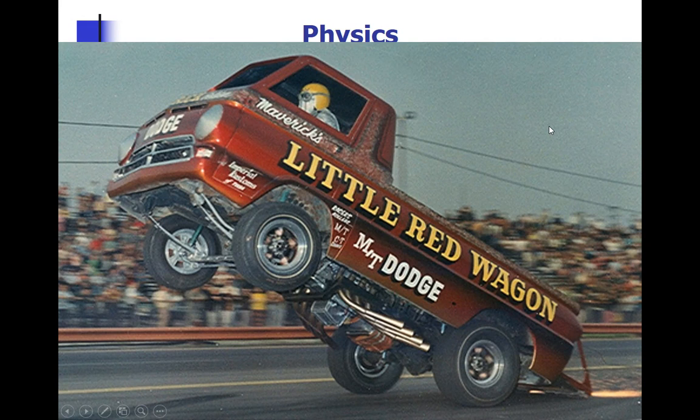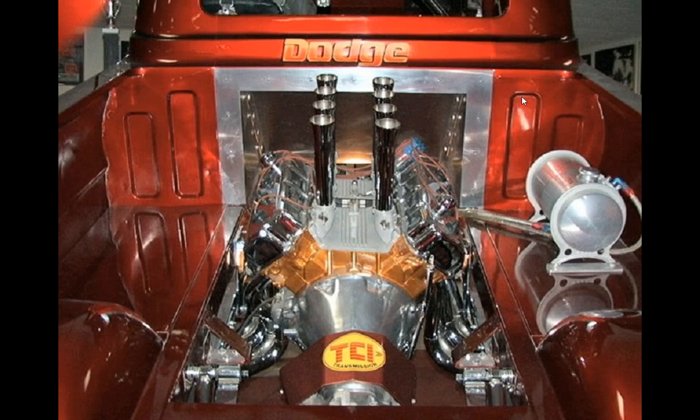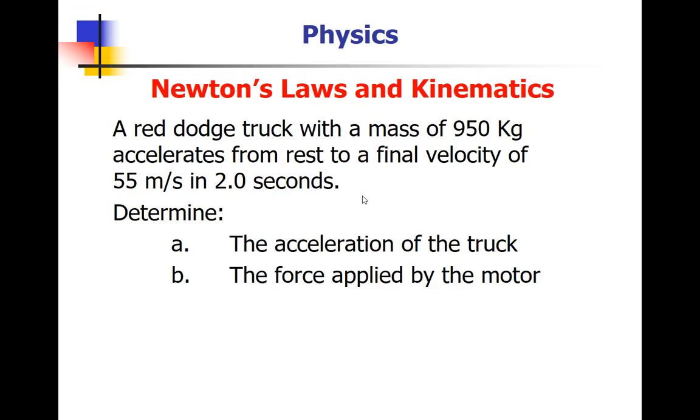Quite the fan favorite. But wait, what kind of truck is that, that it can pick the front end up in the air? Well, it does help that he was using a 7.7 liter, 500 cubic inch, multiport fuel injected, nitromethanol burning Hemi Chrysler engine into a special transmission, and up she goes. So our little red Dodge truck with a mass of 950 kilograms accelerates from rest to a final velocity of 55 meters per second in 2 seconds. Determine the acceleration of the truck and the force applied.